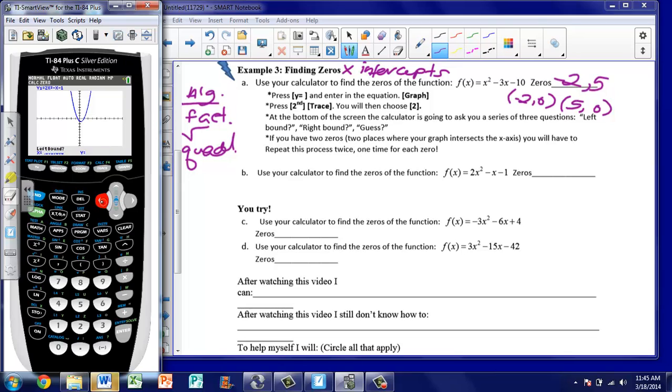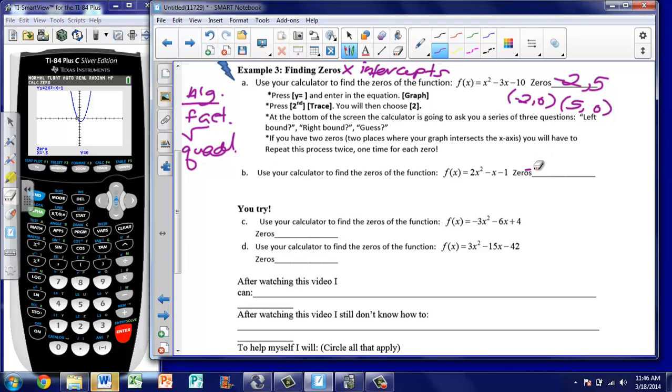Left bound, so I'm going to press the left arrow a couple times. Enter. Go back to the target. Now it says right bound, so I'm going to hit the right arrow a couple times. Enter. And then enter one more time, and we get the first zero as negative 0.50. So it's at negative 1/2. So you can write that as negative 0.5 or negative 1/2.